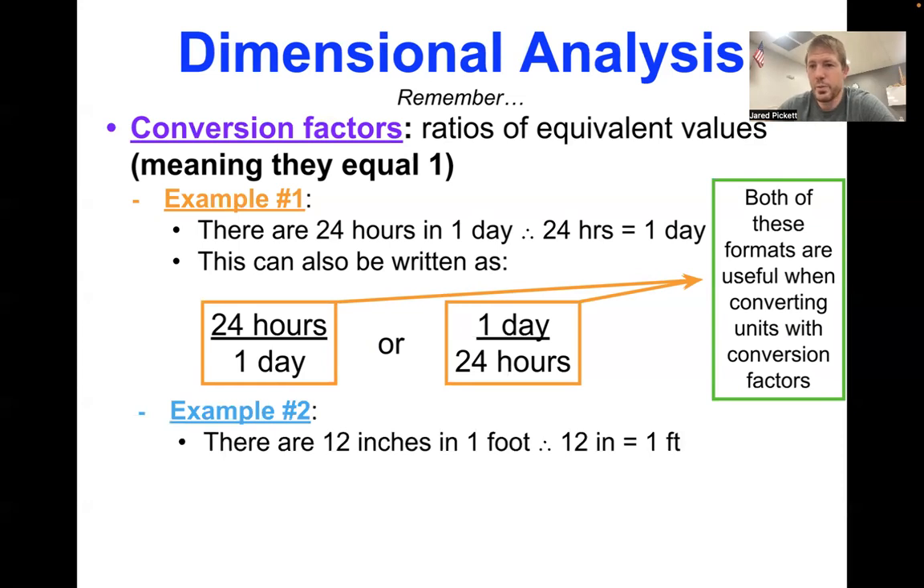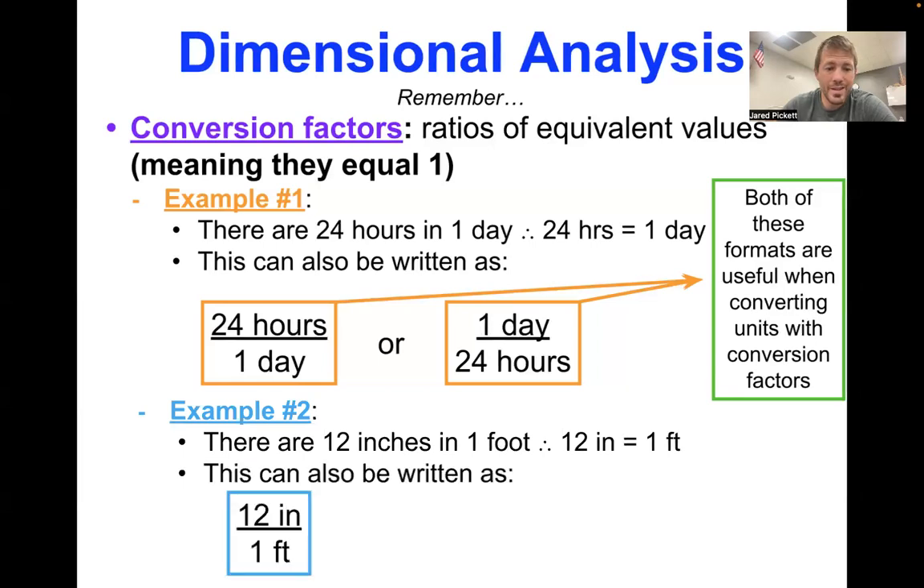All right, 12 inches in 1 foot. So remember and pause and think, what's another way that I can write this as a conversion factor? If you said 12 divided by 1, awesome, making sure you put the correct units, or 1 divided by 12.